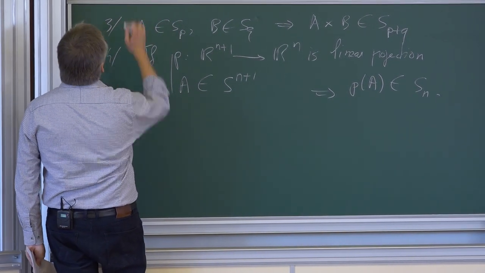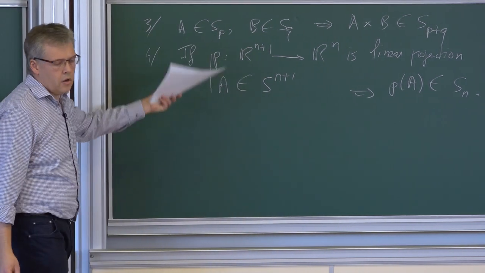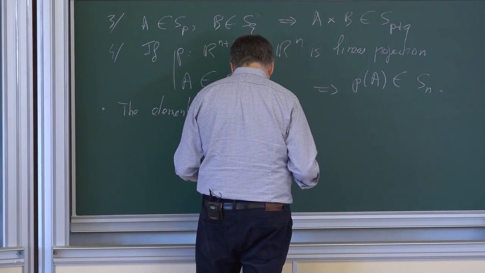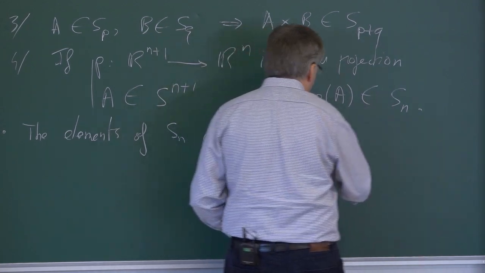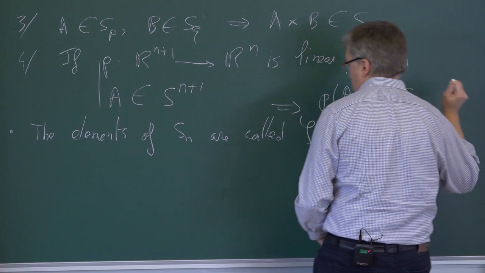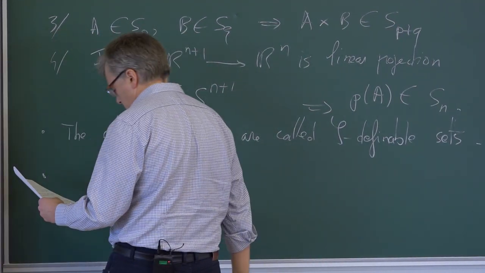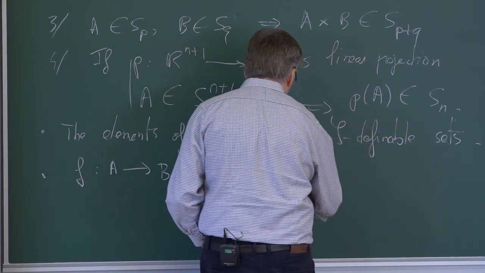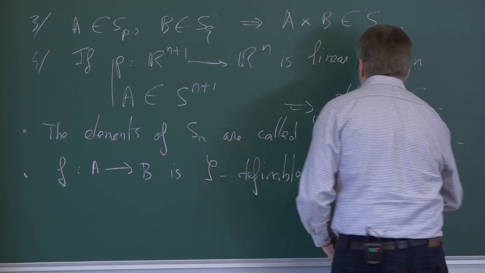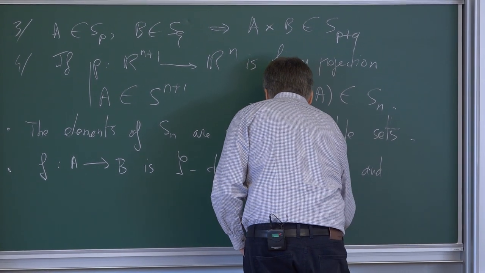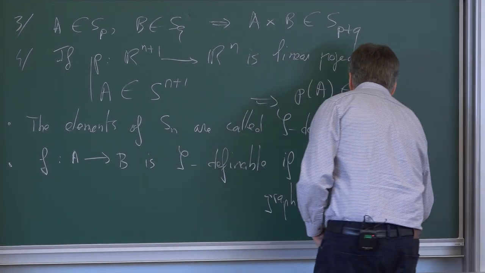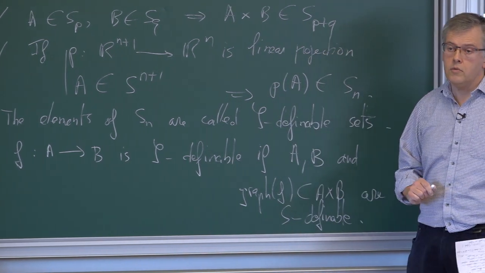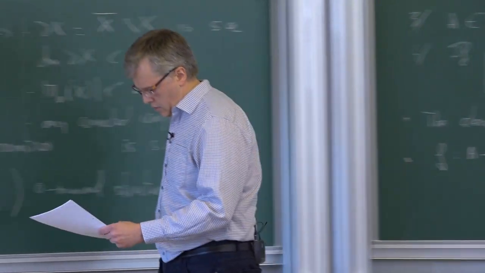So this is the definition of a structure. So additional definition. So these are the bricks with which you are allowed to play. So the terminology, the elements of S_n are called S-definable sets. And once you have the sets, the spaces, you have the maps. So a map f from A to B is said to be S-definable if A, B, and the graph of f, which is contained in A cross B, are S-definable. So now you know what are the sets you are allowed to play with and the maps.